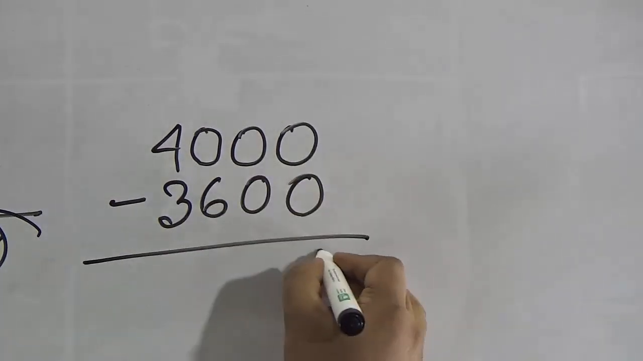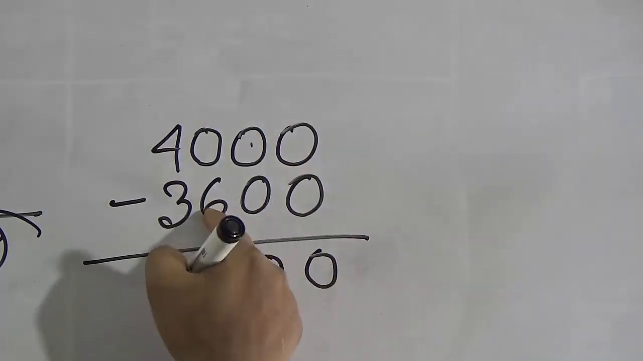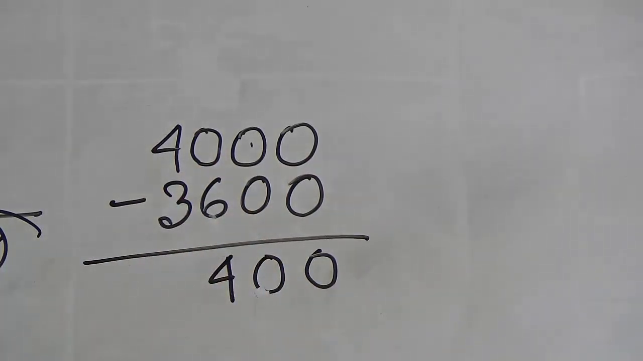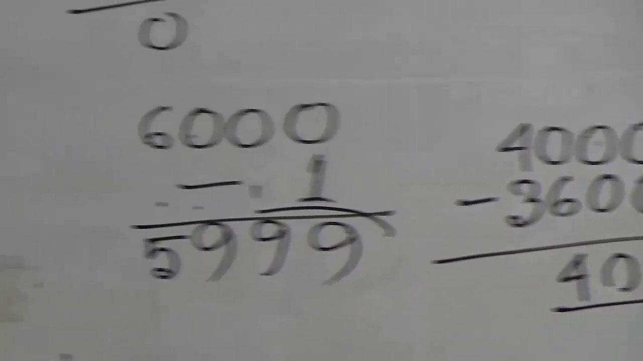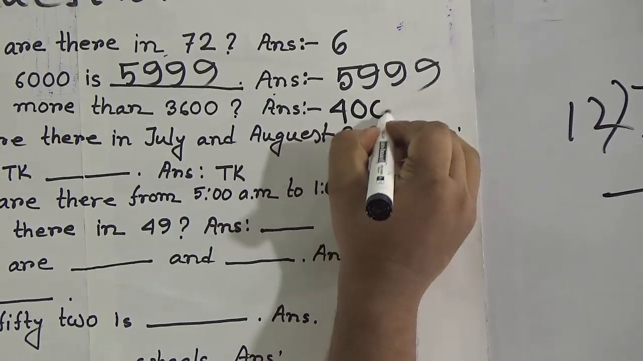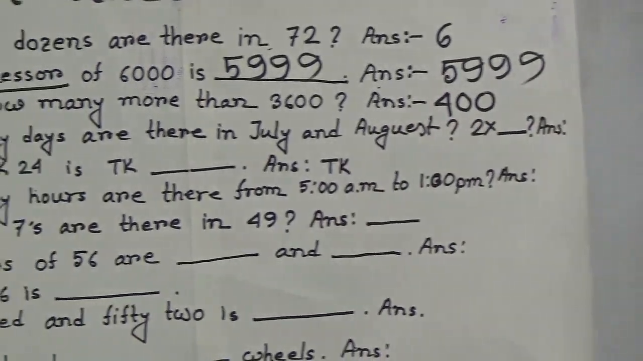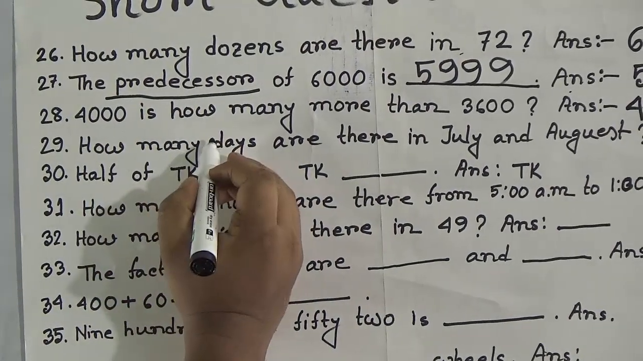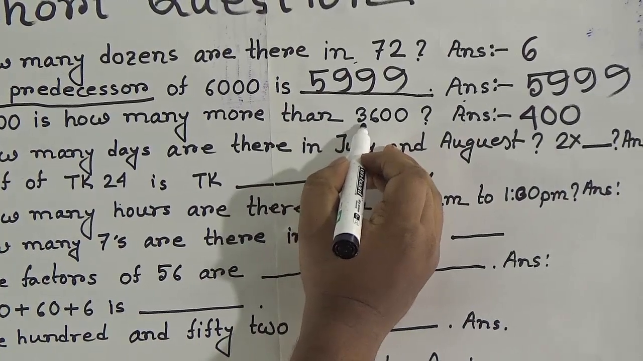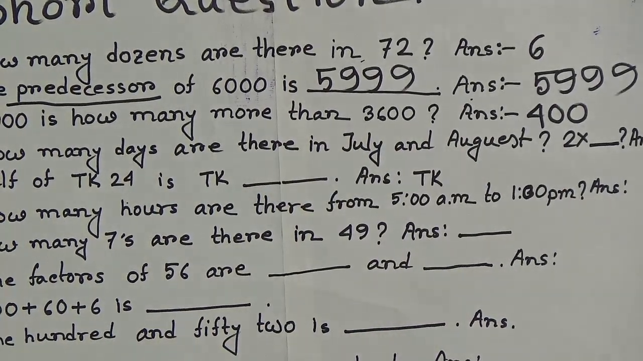0, 0, 0, 0, 6 from 10 it will be 4. Carrying on, this 1 is added with 3 and it will be 4. 4 minus 4, that means 0. So 400 is the answer. That means from this question we can say that 4,000 is 400 more than 3,600.